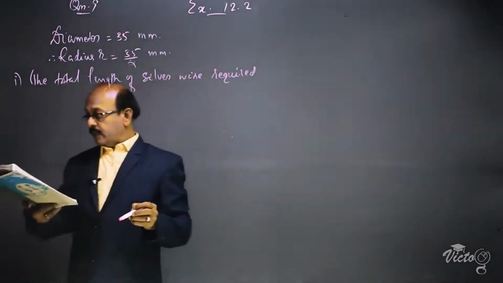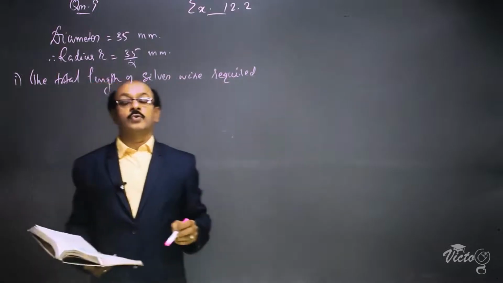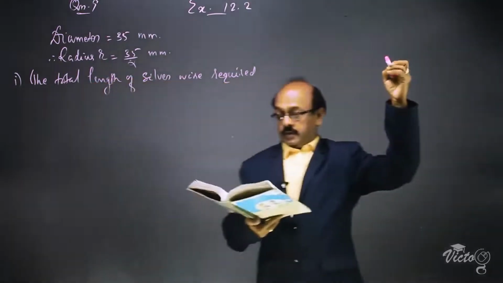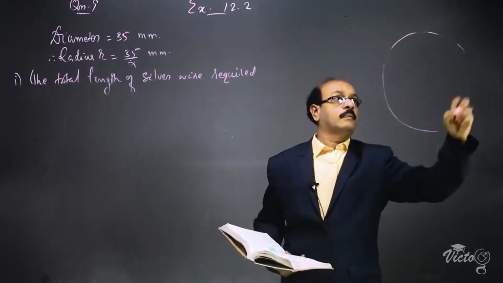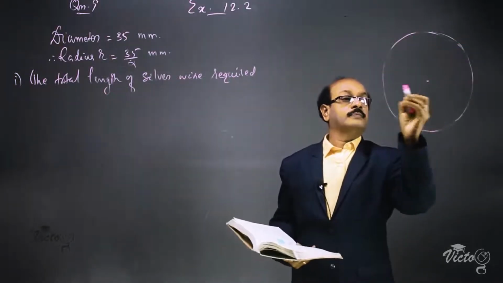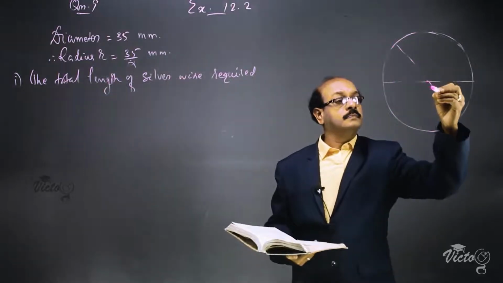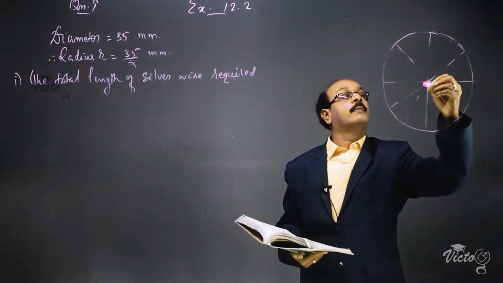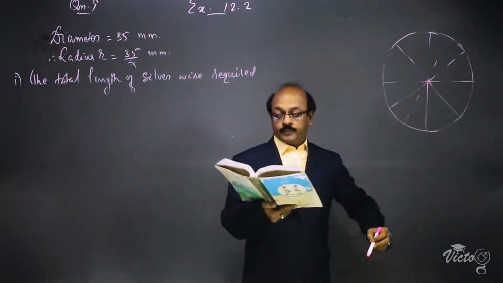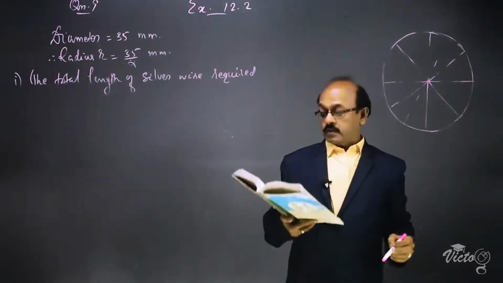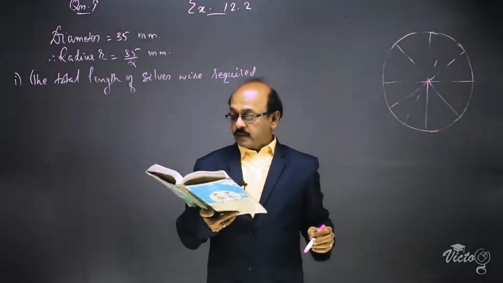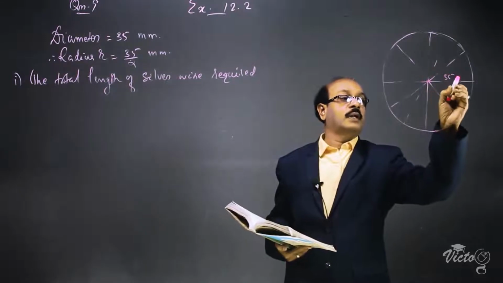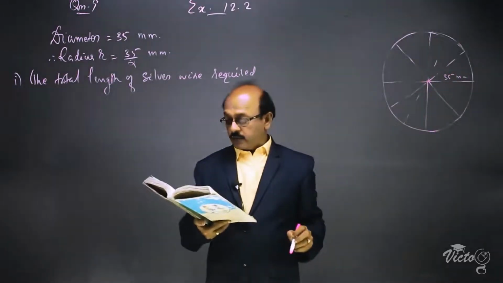Second part, the area of each sector of the brooch. The figure is shown. Five diameters are there, and each diameter is 35 millimeter. Length of one diameter is 35 millimeter.